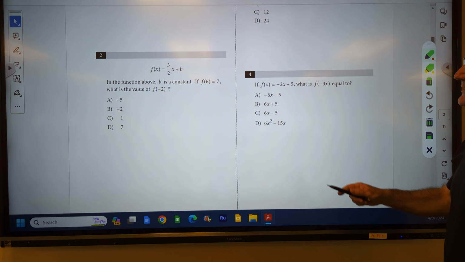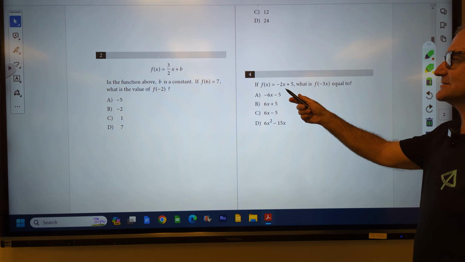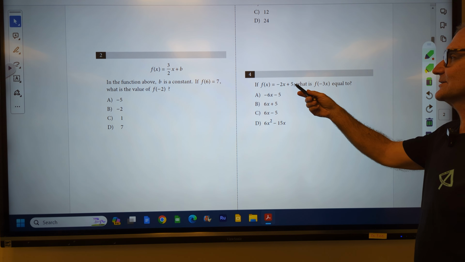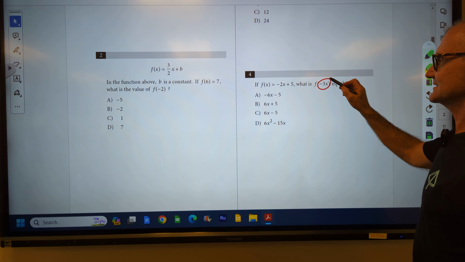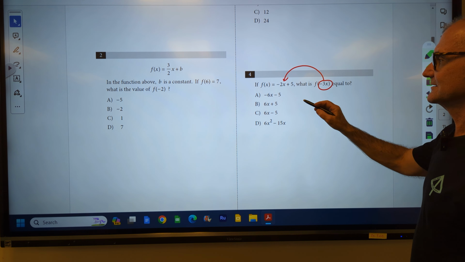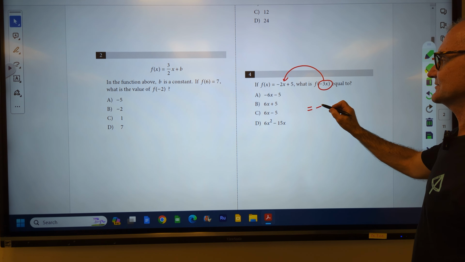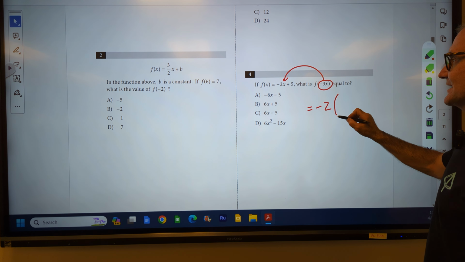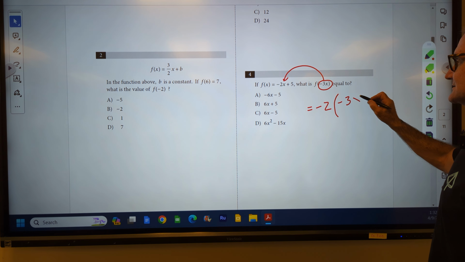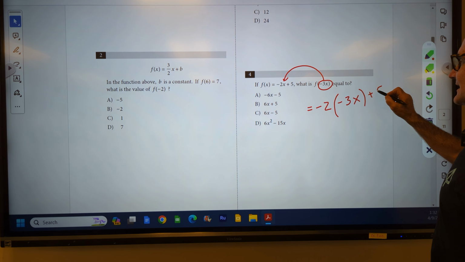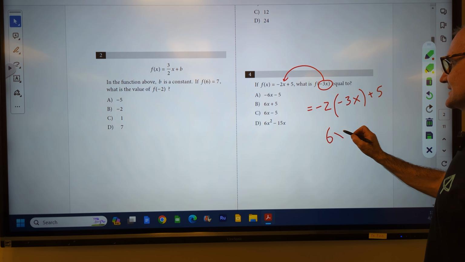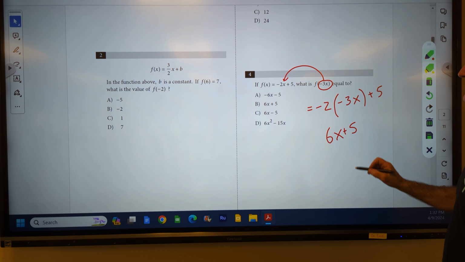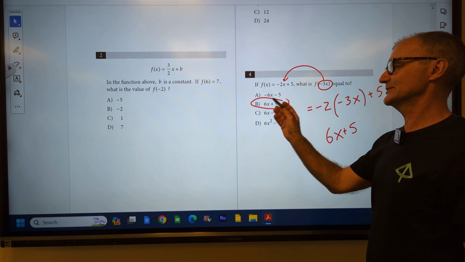Problem number 4, if f of x, again function notation, equals negative 2x plus 5, what is f of negative 3x? So that's saying take that value and plug it in there. So it's going to be equal to negative 2 times x, which is negative 3x, plus 5. Multiply negative times a negative is positive, 6x plus 5. Correct answer, answer B right there.